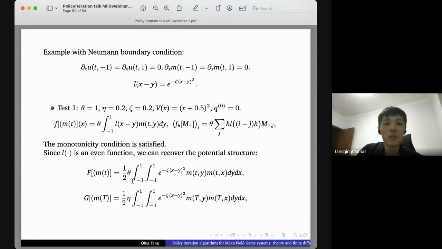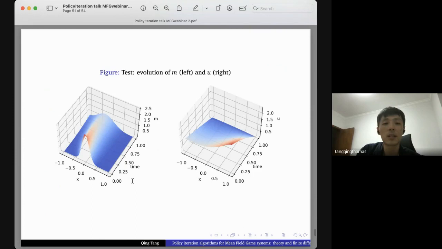For the numerical simulation, I prefer to work on the interval from -1 to 1. This example is with Neumann boundary condition, and I use a kernel. One can derive it using a similar method from the book of Cardaliaguet and Delarue. You can derive this coupling from a potential; there's a potential structure here. The coupling also satisfies the monotonicity condition, and I can draw M and U.